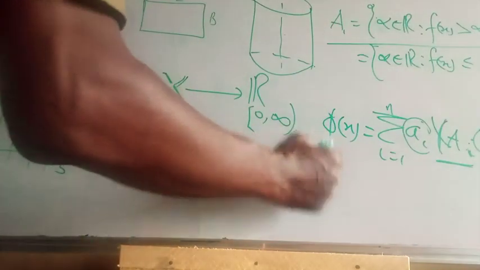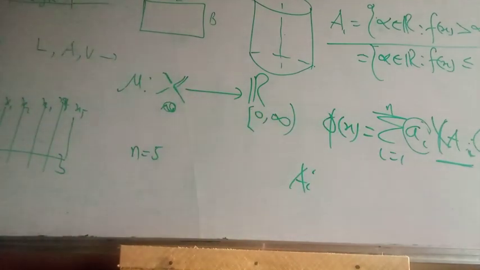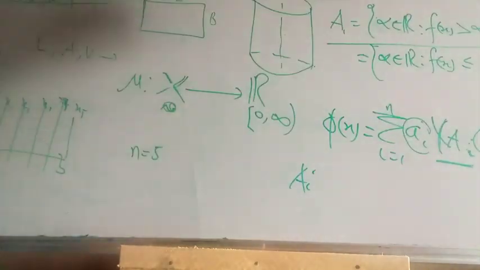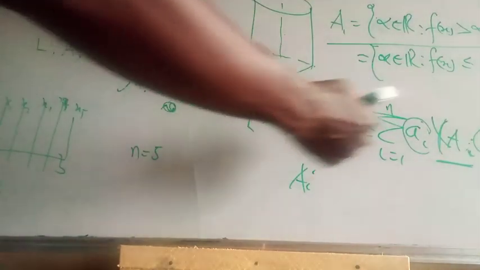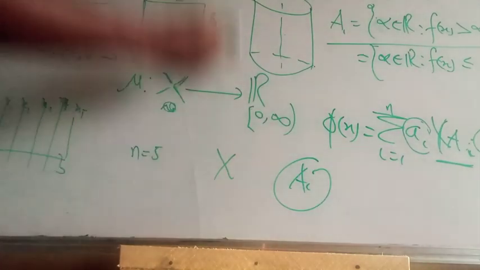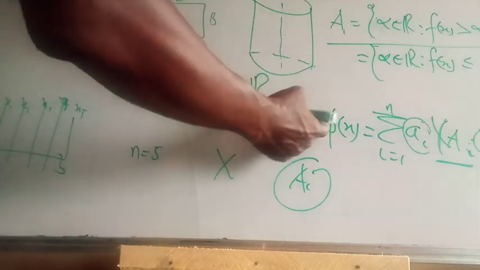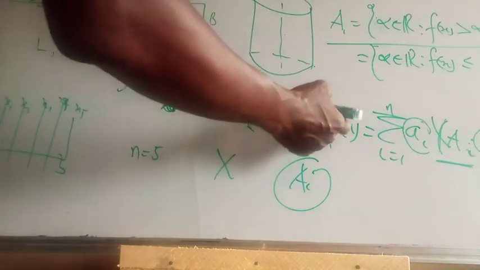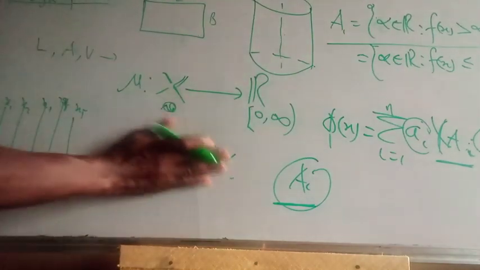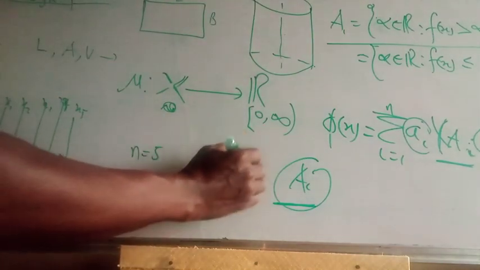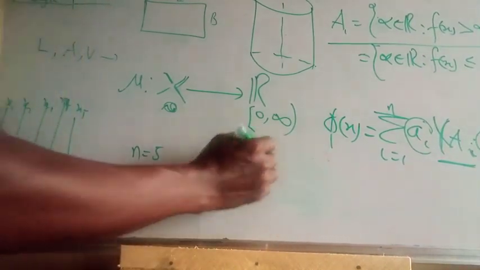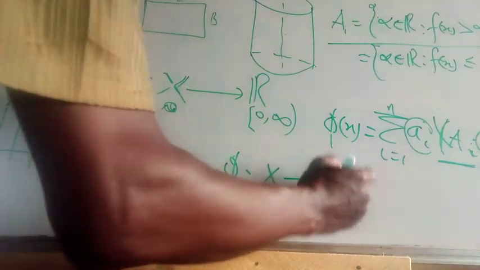The A_i here are in a sigma algebra, which simply means a collection of subsets of the domain. Let's say the domain is X. So a sigma algebra is a collection of subsets of X. The phi here is talking about the simple function. It's a function acting on the sigma algebra. So I can say this phi takes the sigma algebra, which is a collection of subsets of X. We have X here, and we have, let's say, R.